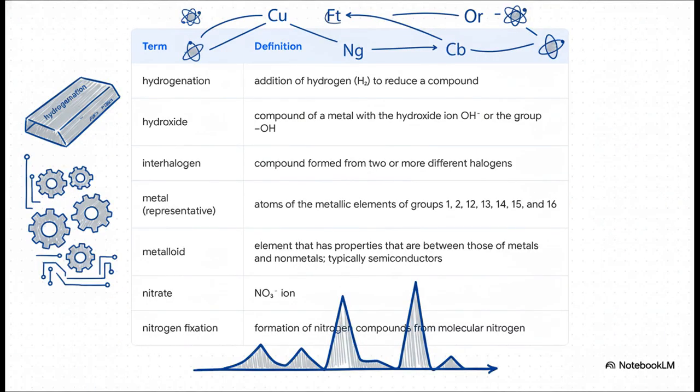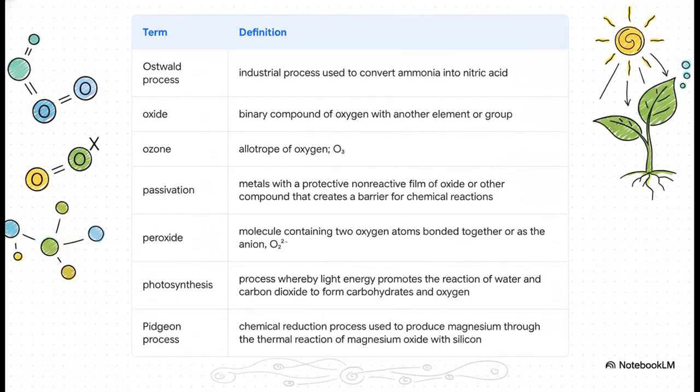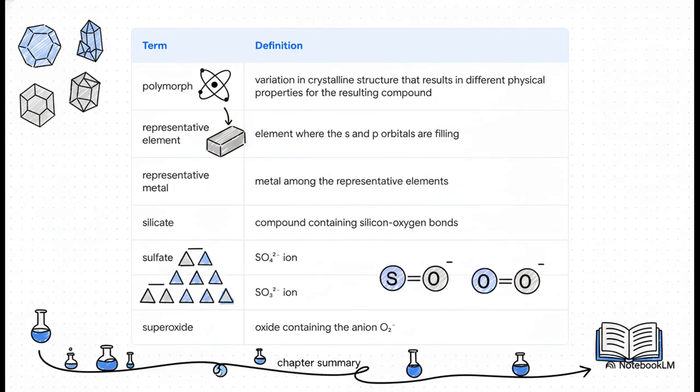Now, this set is really important because it defines our main characters for the next section, the representative metals and the metalloids. Understanding these two categories is central to this whole chapter. Almost there. This slide has a lot to do with oxygen, compounds like oxides and peroxides. It also brings in a really important biological process, photosynthesis, which, as you know, is all about chemistry. And that's our last batch of terms.